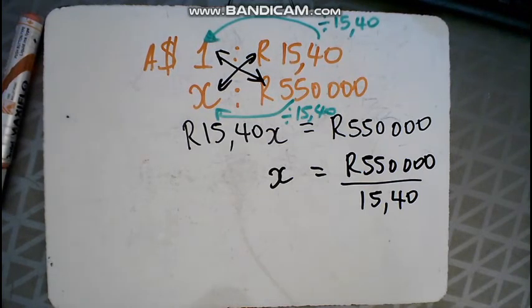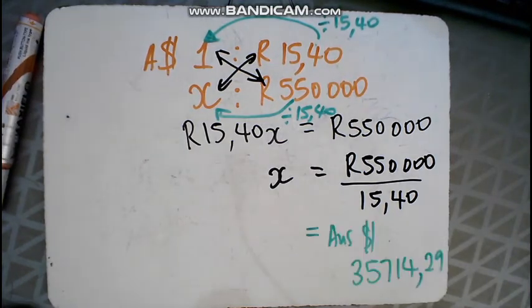Notice we have 550,000 divided by 1540. Right, once we divide it, we punch it into our calculator. Please do not use long division, and we'll get the answer 35,714,285. Round off to 2 decimal places.